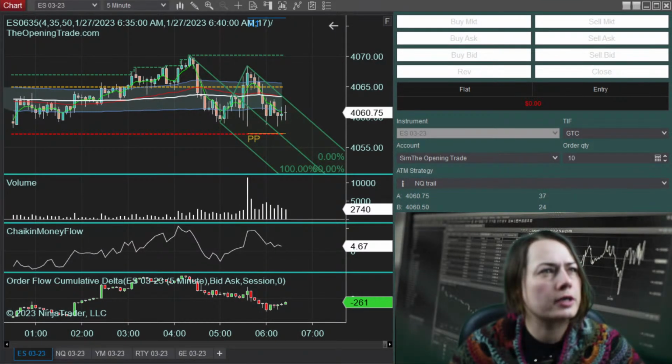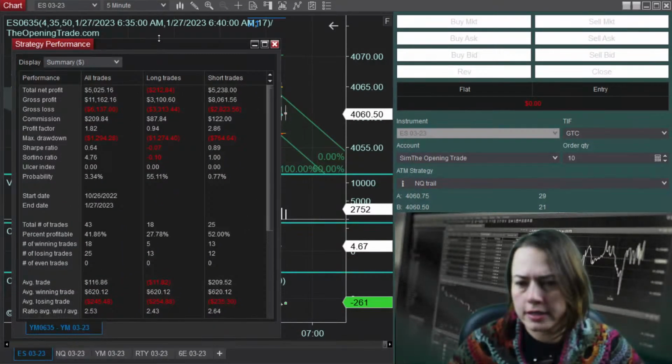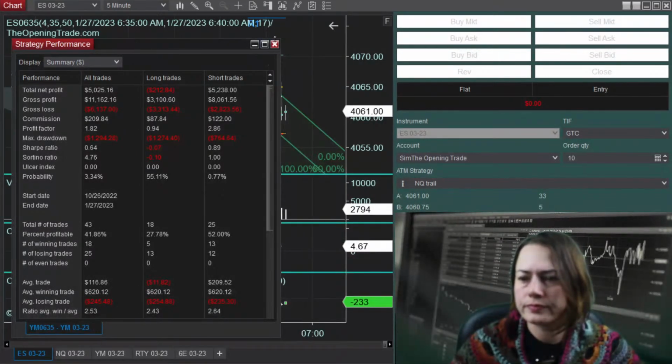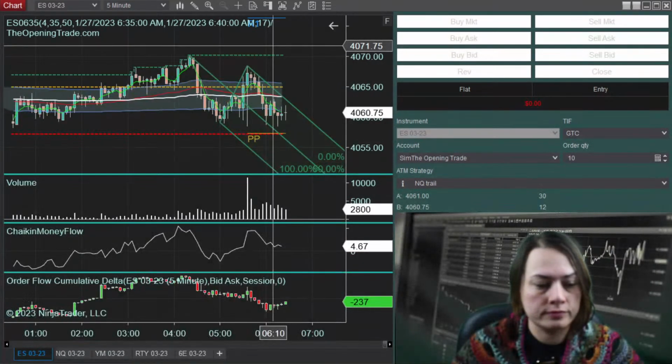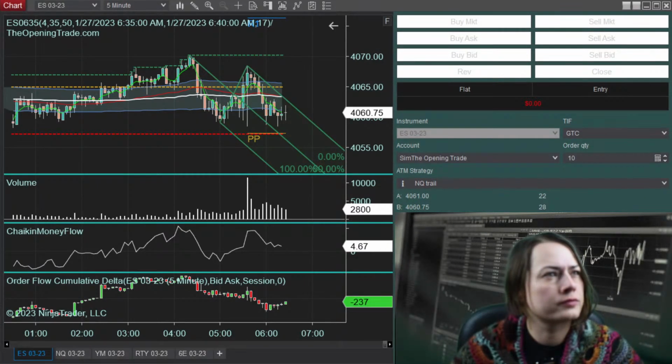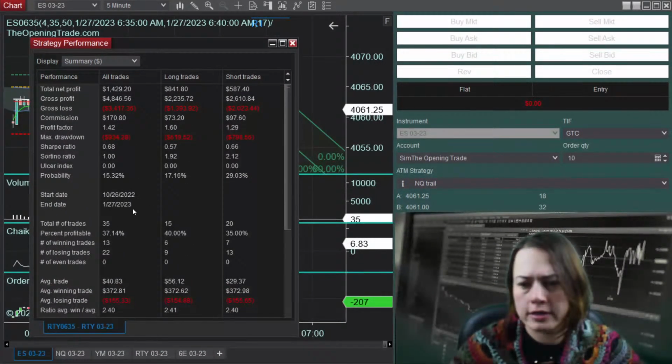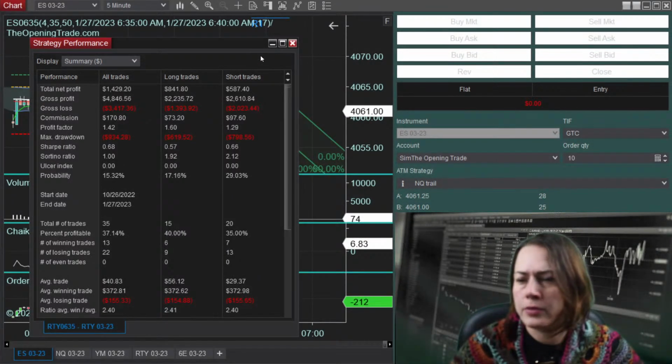The next one will be for the Dow futures. Here's that chart there. Start and end date, max drawdown, gross loss, gross profit, total net profit. And the last chart we're going to look at, strategy performance backtest, is for the Russell 2000 futures. Last 90 days, start and end, max drawdown, gross loss, gross profit, total net profit.